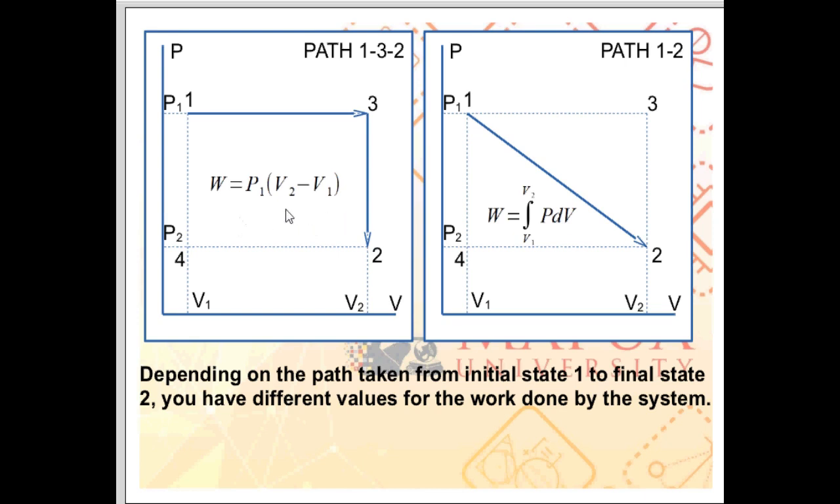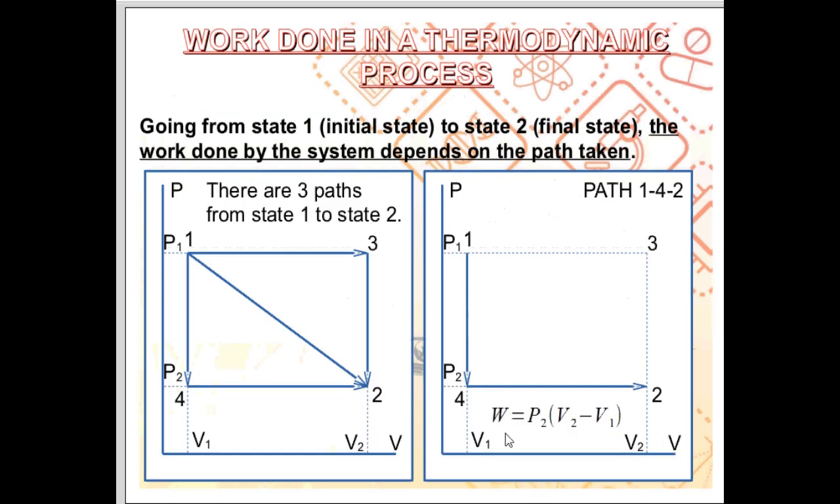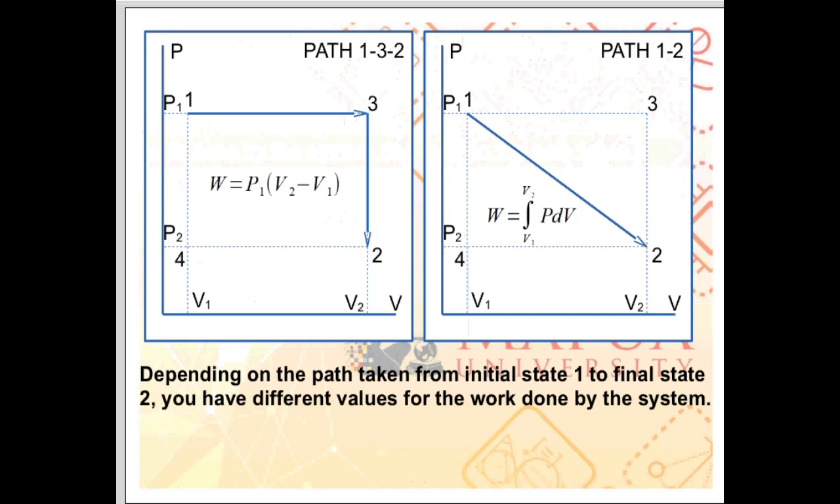The equation is familiar. It has the same form as the previous path, but instead of pressure P2, you have pressure P1. So there is a different work done, since P1 is not equal to P2. Finally, we have the direct path from initial state to final state.